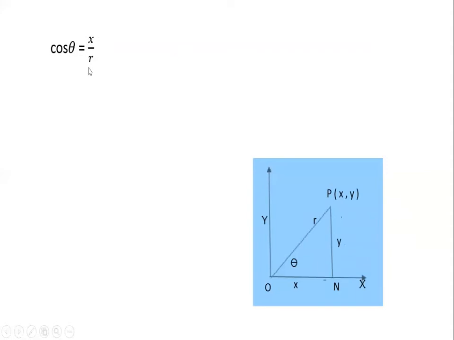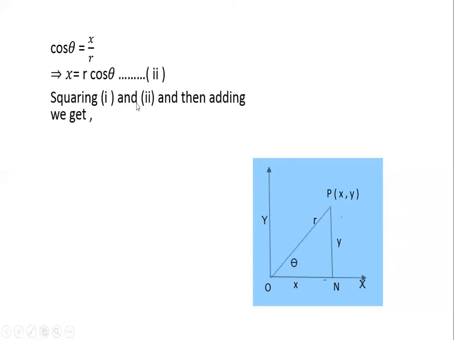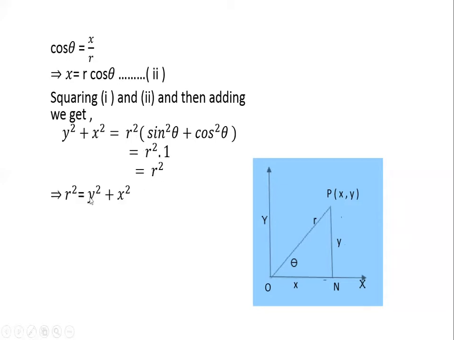Now, cos theta equal to x by r, because as you know, cos theta equal to base by hypotenuse. From this, we get x equal to r cos theta, which is equation number 2. Squaring 1 and 2 and then adding, we get y square plus x square equal to r square (sine square theta plus cos square theta). As you know, sine square theta plus cos square theta equal to 1. That means r square dot 1 equal to r square. Finally, r square equal to y square plus x square. So r equal to root over y square plus x square.